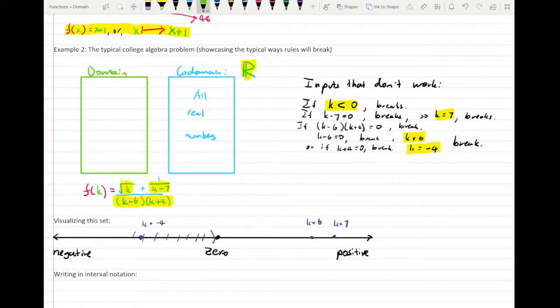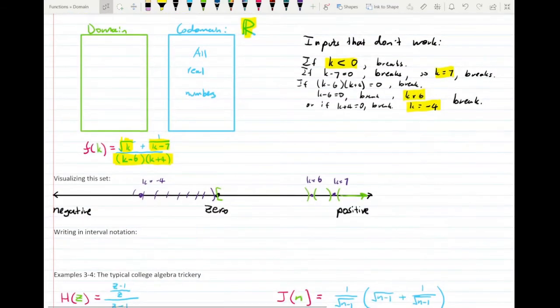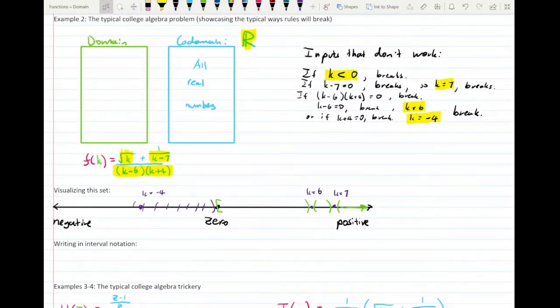And that leaves as our valid inputs all the numbers, including 0, from 0 to 6, but not including 6, and then all the numbers strictly between 6 and 7, and then everything past 7. Now this is a fine way of visualizing the domain, but in general we want our mathematical notation to be a little more compact. So the standard way to write this set is to use what's called interval notation.